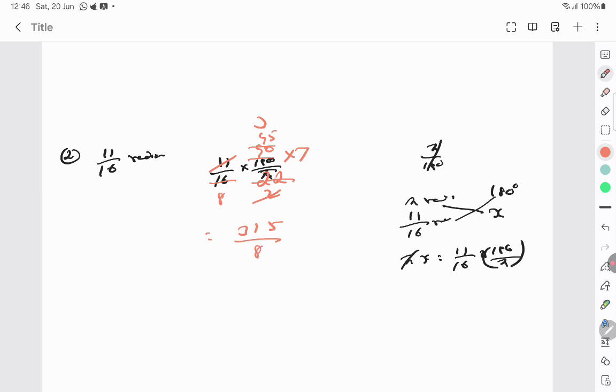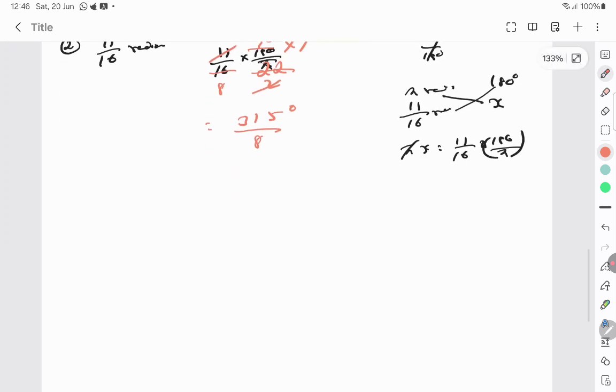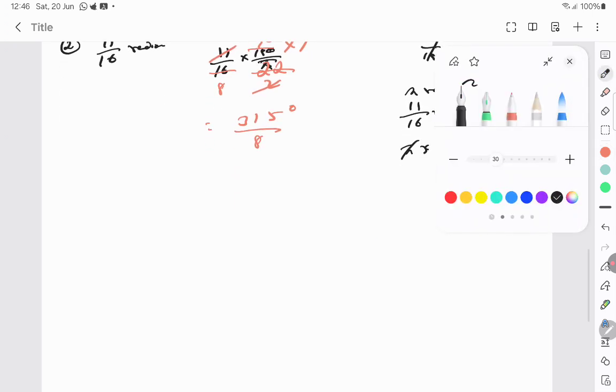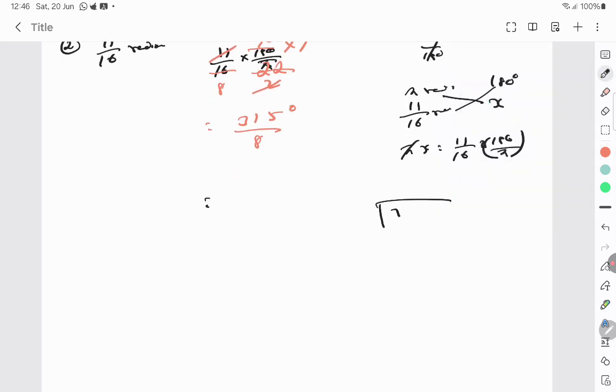Now this is converted into degrees, but you can't have a fraction as degrees, so you have to really divide and see. 315 divided by 8. 8 3s are 24, 75, 9 8s are 72, the balance is 3. So you know it's 39 3 by 8 degree. But it has to be in terms of whole number.